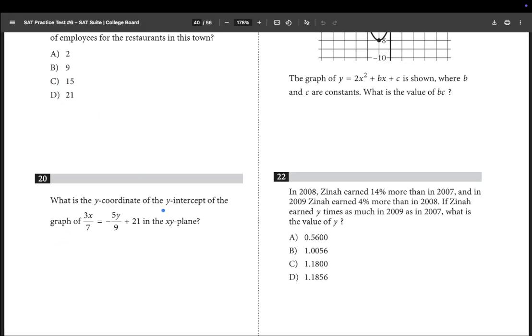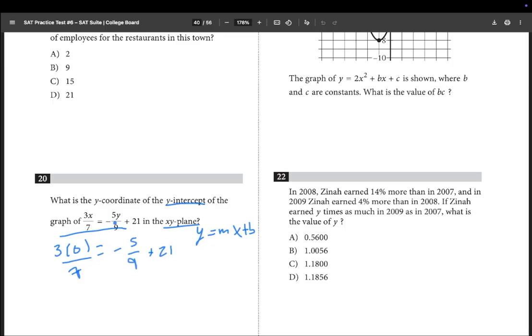So what is the y-coordinate of the y-intercept of the graph of 3x over 7 equals negative 5y over 9 plus 21 in the xy plane? You're going to want this in the form of y equals mx plus b. So we're going to input 0 for x, as it's the y-intercept. 0 over 7 equals negative 5y over 9 plus 21.